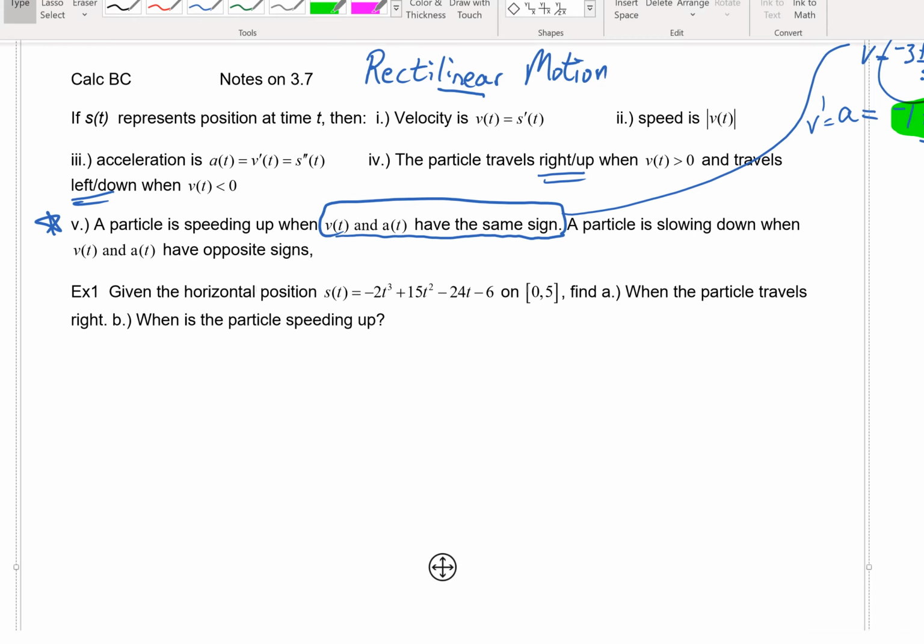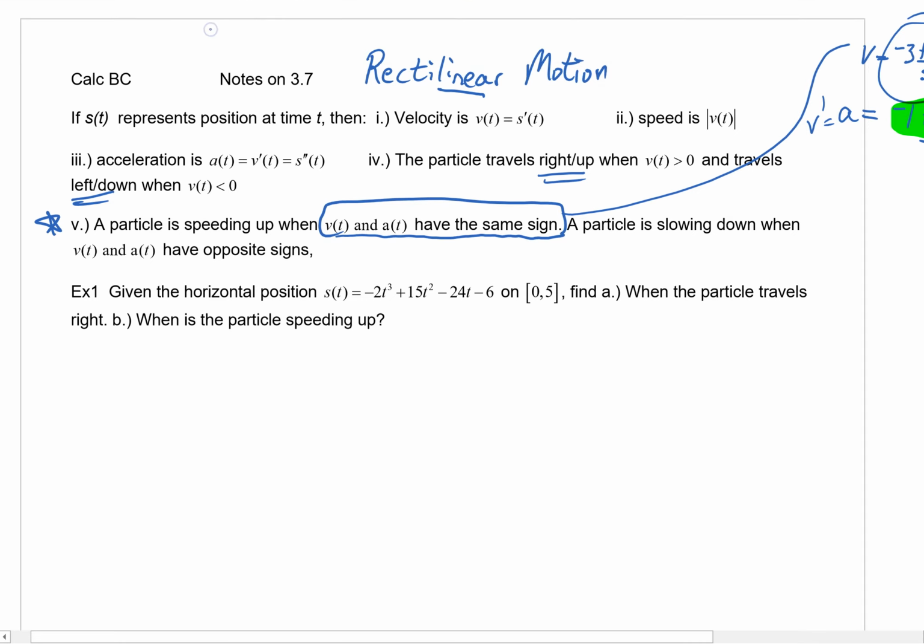Having the same sign means that either velocity and acceleration are both positive or they're both negative. Likewise, if you have opposite signs, you're going to be working against each other, so to speak. The end result will be to slow down. So let's take a look at some problems together.